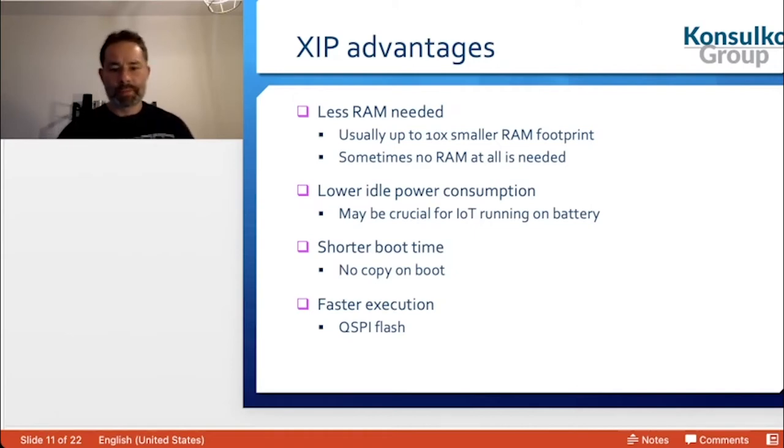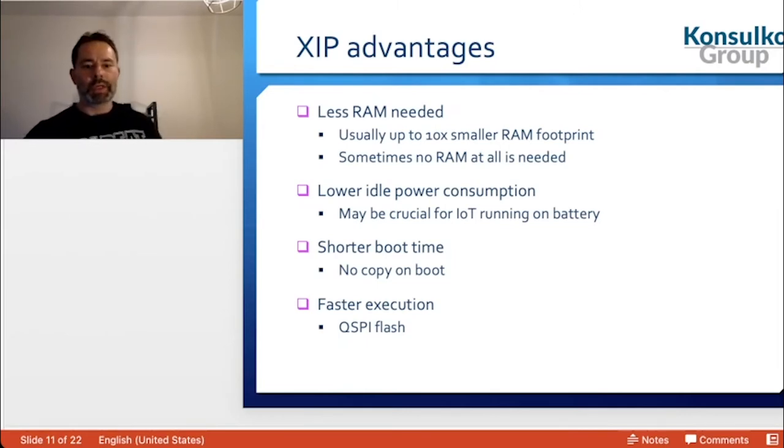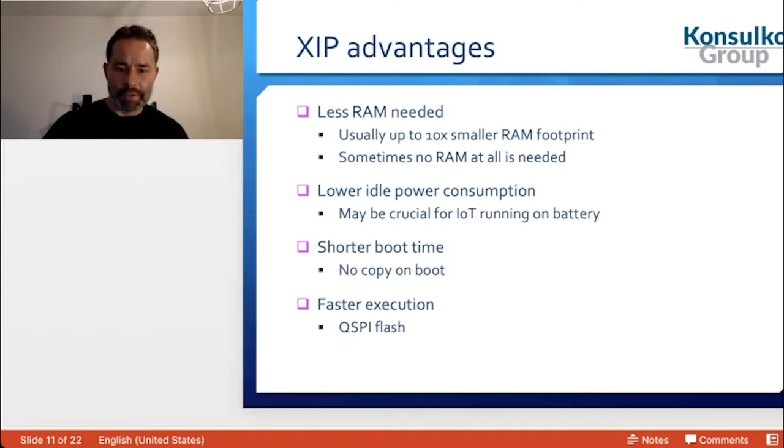And that is the primary XIP advantage. We don't have to have much RAM. We can actually be quite okay with a lot less RAM in a Linux XIP file system compared to the traditional Linux system. All in all, we can have up to 10 times smaller requirements on RAM. And in some cases, we can get away with no DRAM at all if there is SRAM.